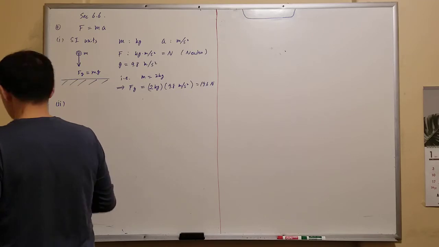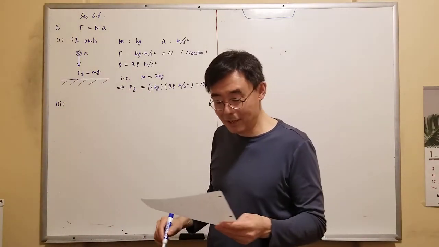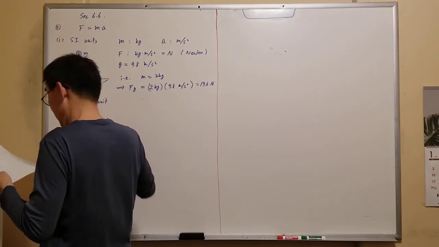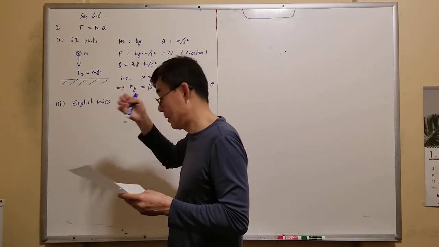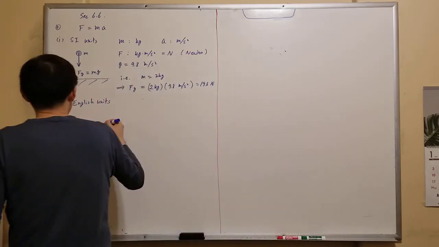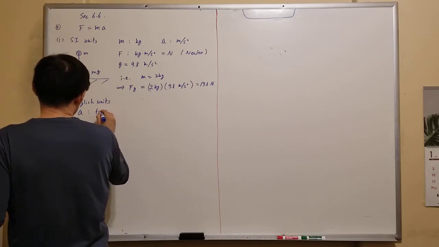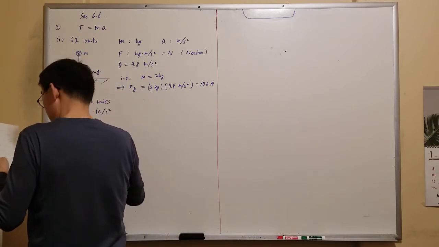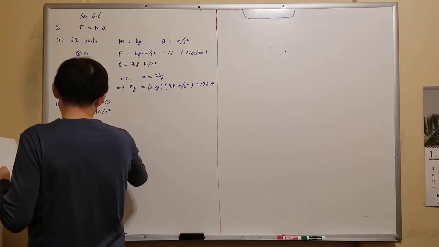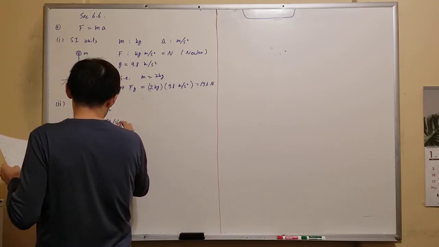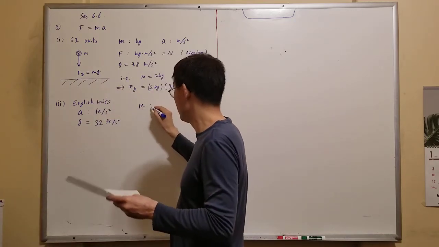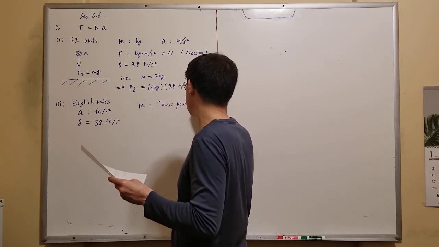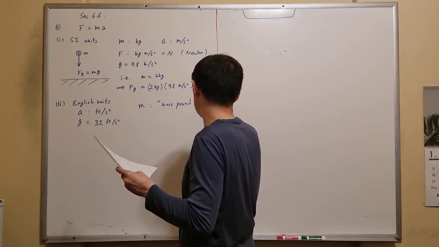Now there is another system, we call it the English unit. It's really interesting units. For acceleration, obviously, we use foot per second squared, and therefore gravitational acceleration is about 32 feet per second squared. For mass, we use mass pound. I'm going to call it pound sub m, mass pound.